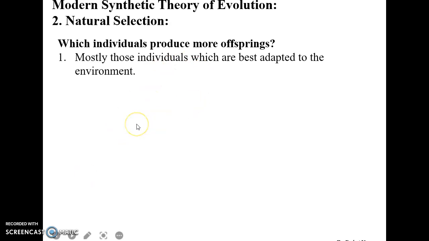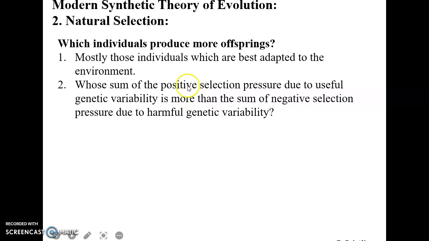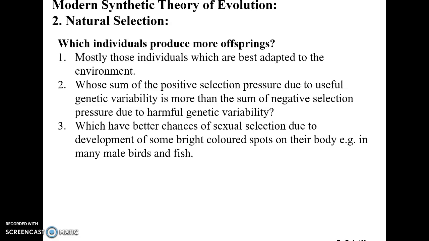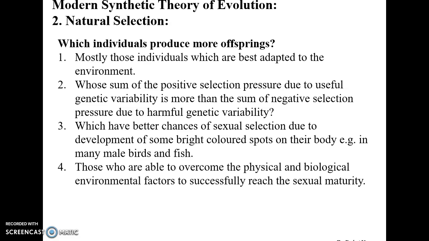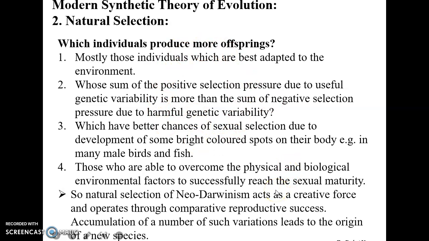So which individuals produce more offspring? Mostly those individuals that are best adapted to the environment, and whose sum of positive selection pressure due to useful genetic variability is more than the sum of negative selection pressure due to harmful genetic variability, which have better chances of sexual selection due to development of some bright colored spots on their body, and those who are able to overcome the physical and biological environmental factors to successfully reach sexual maturity, will produce more offspring. So natural selection of Neo-Darwinism acts as a creative force and operates through comparative reproductive success.